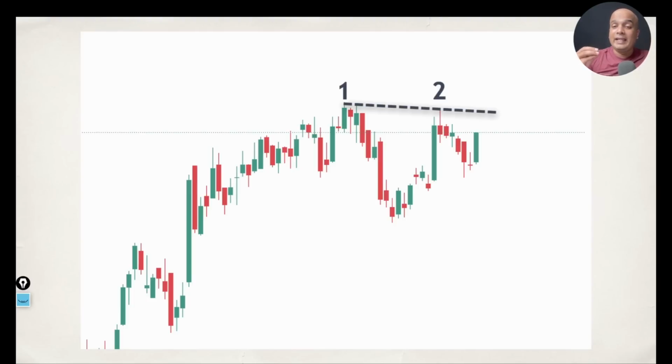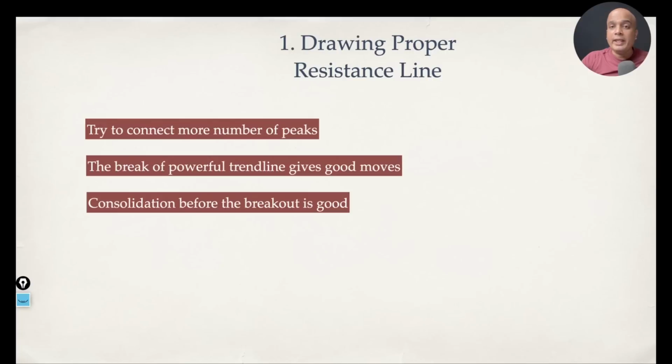So a trend line will become a powerful trend line whenever you connect more peaks. See, when you connect only 2 peaks, it will not be a powerful trend line. This is a weak trend line. So always try to connect as many peaks as possible if your intention is to take only breakout trades.